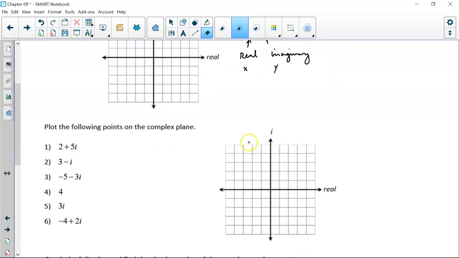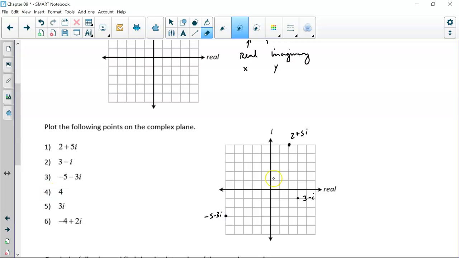So when we go to graph these, 2 plus 5i, we go over 2 in the real and up 5 in the imaginary. That's where 2 plus 5i is located. For 3 minus i, we go over 3 in the real and down 1i in the imaginary. 3 minus i is there. Negative 5 minus 3i, we're going back 5 and then down 3. That's where negative 5 minus 3i is located.